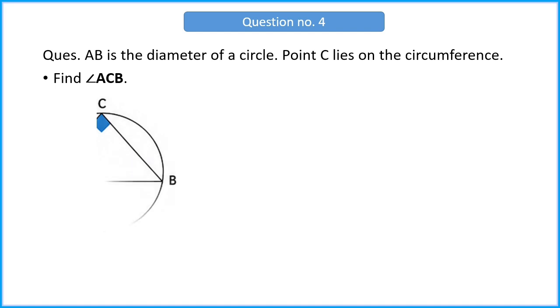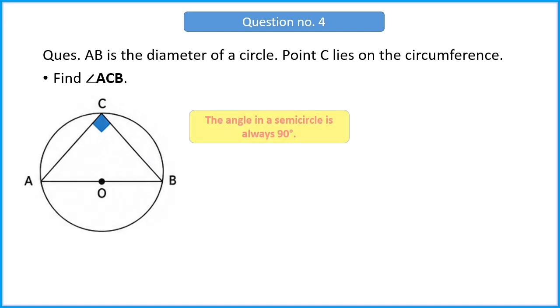Again, AB is the diameter. The angle subtended by a diameter is always 90 degrees. Therefore, angle ACB equals 90 degrees. Answer, 90 degrees. Here's the final question.